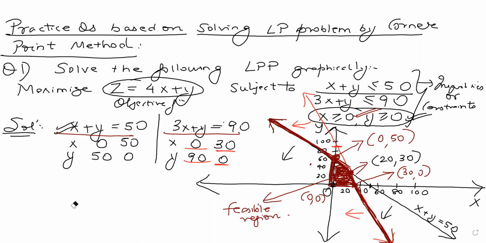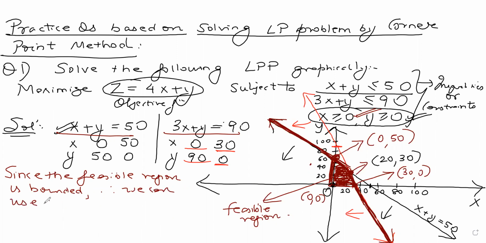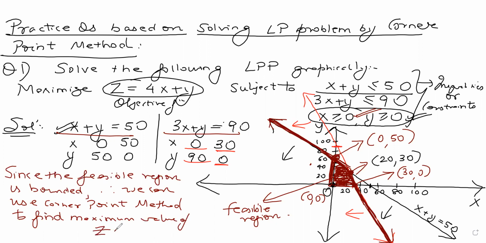Since the feasible region is bounded, therefore we can use the corner point method to find the maximum value of z.